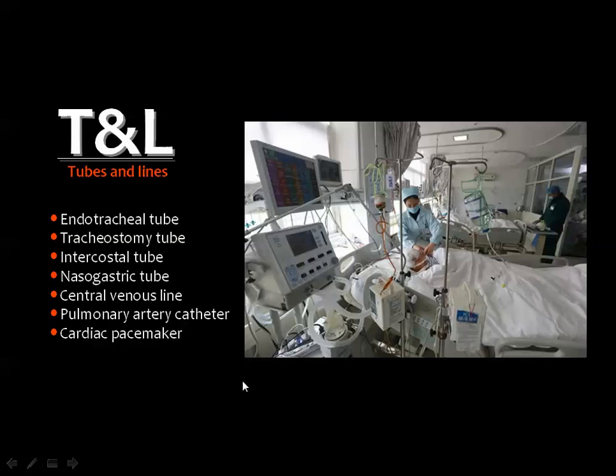Now we'll have these tubes and we will emphasize the accurate position and the complications of each tube. I will try to show a small video about each of these tubes, how it can be inserted, and how can we judge the accurate position of the tube.